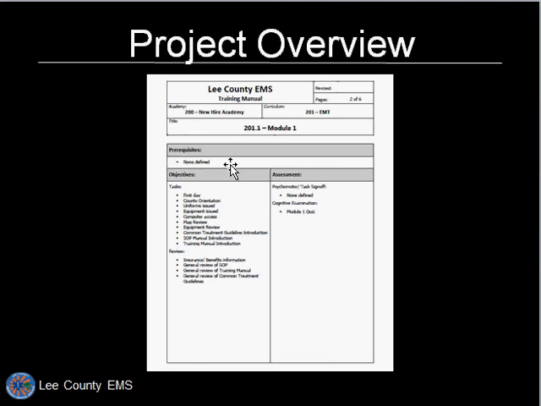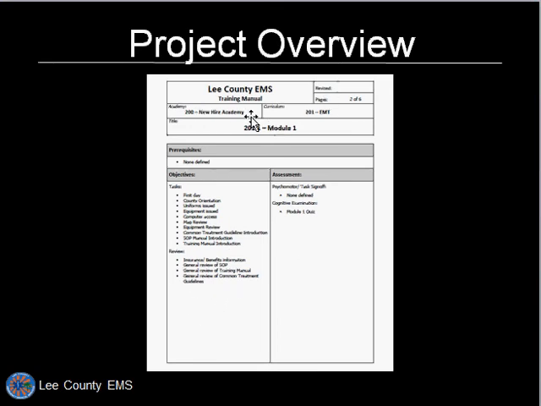So each module has a prerequisite. Typically, to move from one module to the next, there is a requirement of successfully passing the prior module with a certain grade on a quiz. Within each module are objectives. What are you supposed to accomplish? What are you supposed to review?